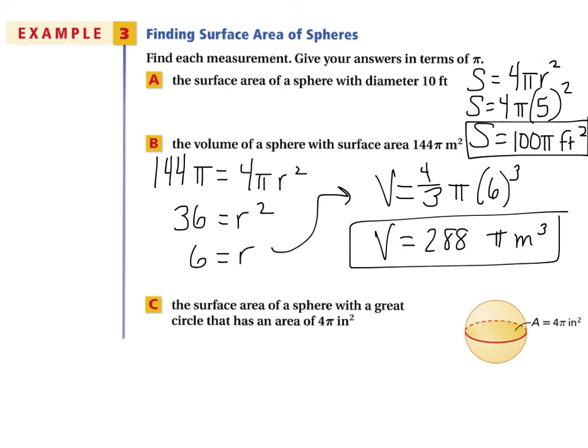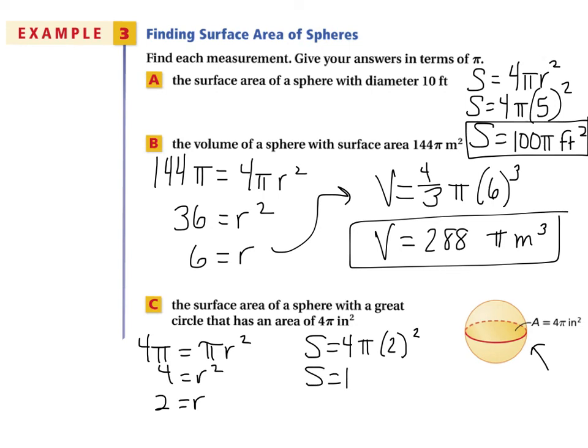And C, the surface area of a sphere with a great circle that has an area of 4 pi square inches. Well, the area of a circle is just what? Pi r squared. So I just divide both sides by pi. R squared is 4, so the radius of that circle is 2. That means the radius of the sphere is 2. So the surface area would be 16 pi square inches.